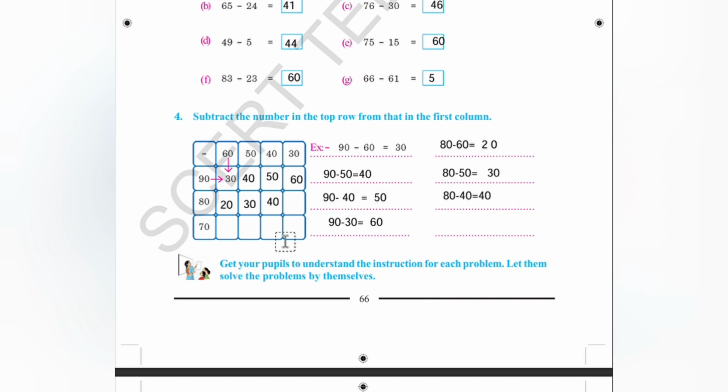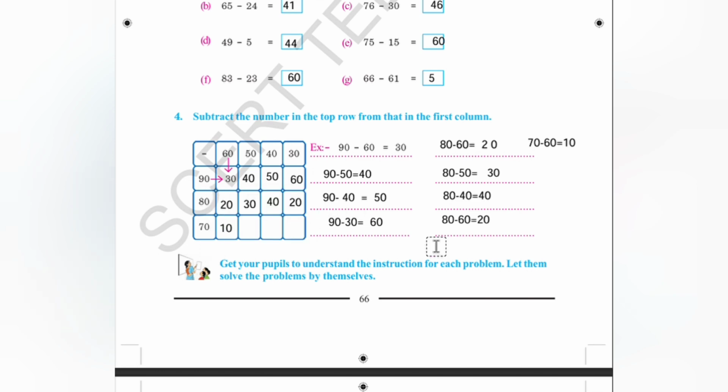Then 80 minus 60. It's equal to 0 minus 0, 0, 8 minus 6, 2. So 20. So write 20 here. Then next, 70 minus 60. 0 minus 0, 0, 7 minus 6, 1. So 10. Write 10 here.